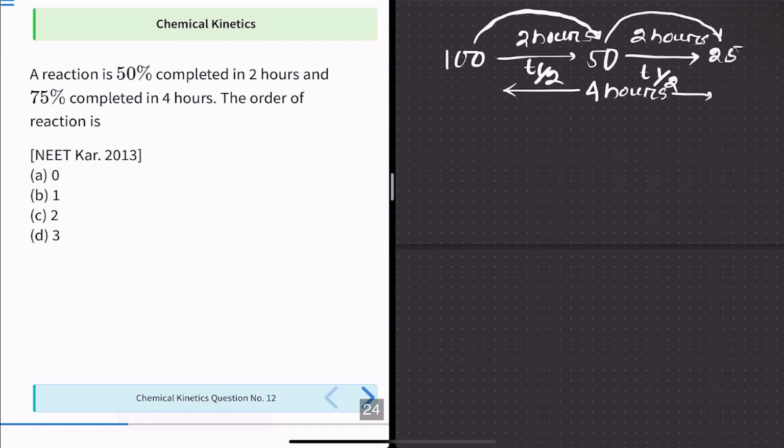Okay. Both the T half are the same, that is 2 hours, despite changing the initial concentration; in one situation it is 100, in the other it is 50. Despite changing the initial concentration, the T half remains the same, that is 2 hours. So what would be the order of the reaction? The T half is independent of the initial concentration, which means it is a first order reaction. Okay. So the correct option is B.